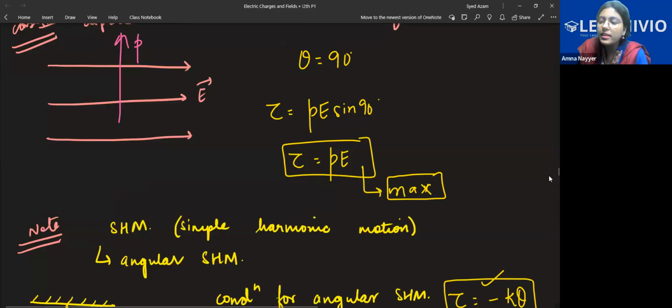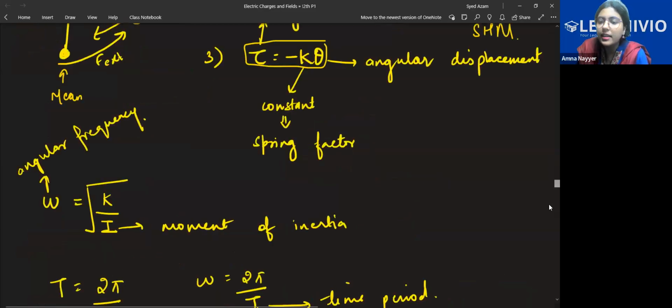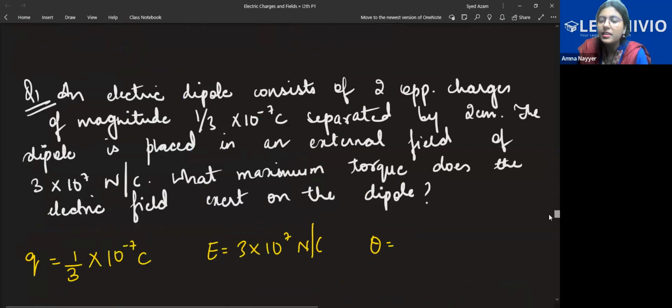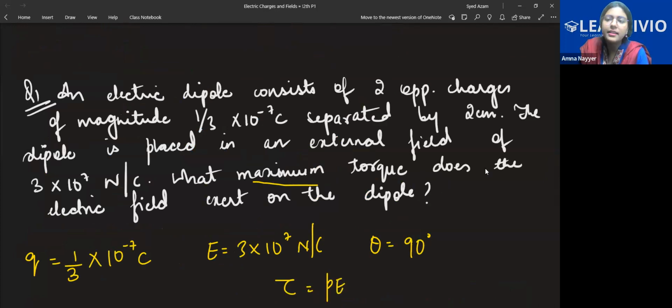That's why this has not given you the angle. Rather, it has mentioned just that torque is maximum. So theta is automatically 90 degrees. Now when you calculate torque, torque is PE. That's it. Sine 90 is 1.